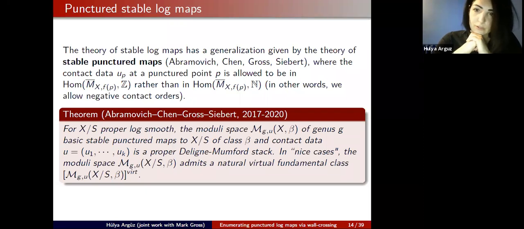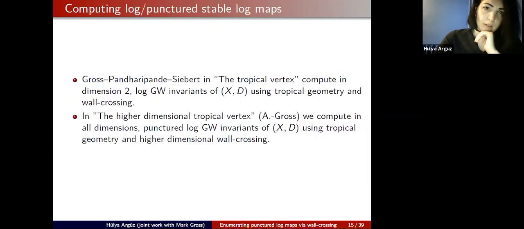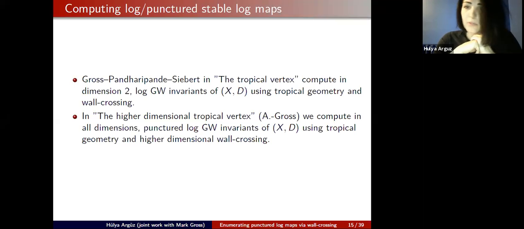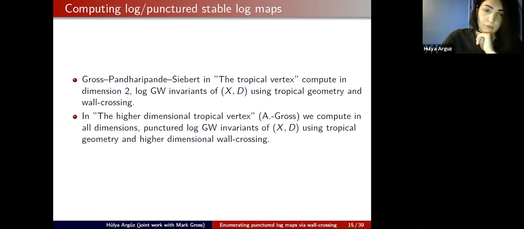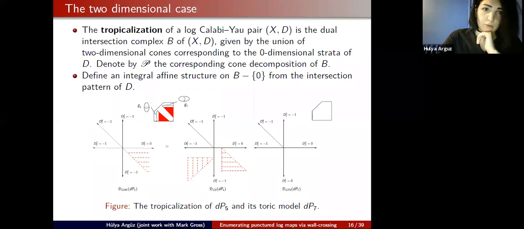And today I'm going to tell you more concretely the problem we have with these punctured maps and how to solve this problem. We want to compute log or punctured log maps, and in dimension 2, an algorithm to compute log maps without punctures was provided by Gross-Siebert in the tropical vertex paper. This is based on wall crossing and tropical geometry, and with Mark we wrote a paper on the higher dimension tropical vertex, which explains how to compute punctured log invariants out of wall crossing. I'm very happy Pierrick is also here, who already explained wall crossing and how it agrees with the stability wall crossing. It is the same wall crossing I'm going to talk about.